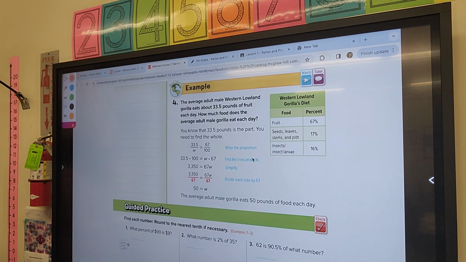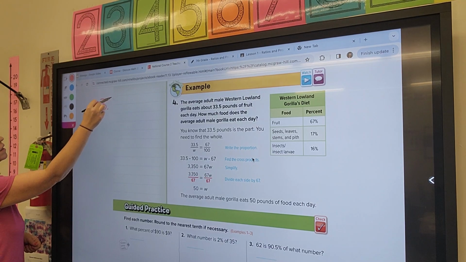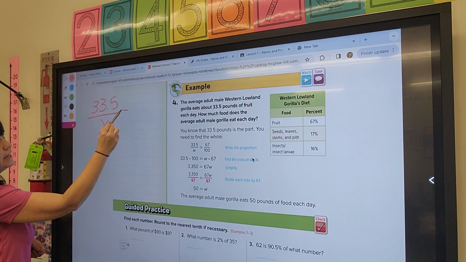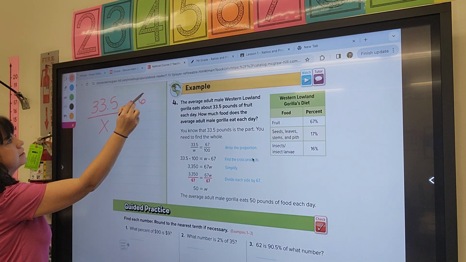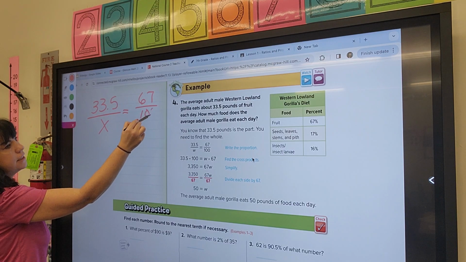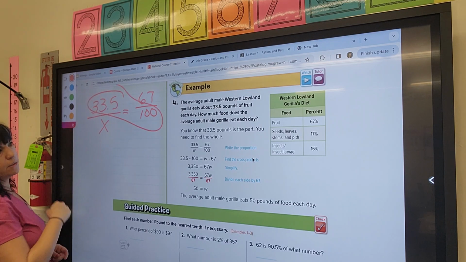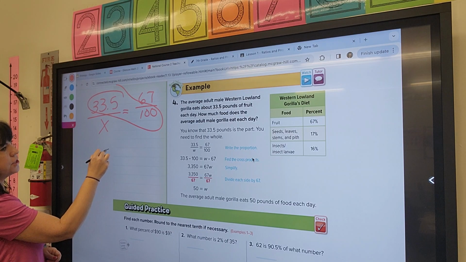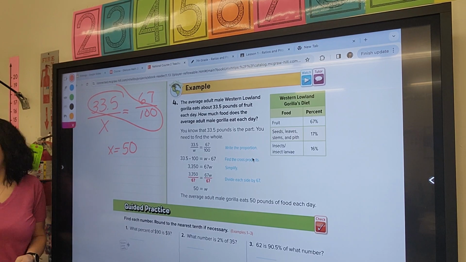So they set up the proportion 33.5 over x. You notice they use W for whole. You can do that too if you want. It's up to you. And then 67 is the percent over 100. And then we cross multiply and divide. It should equal 50. So the whole is 50. Okay?